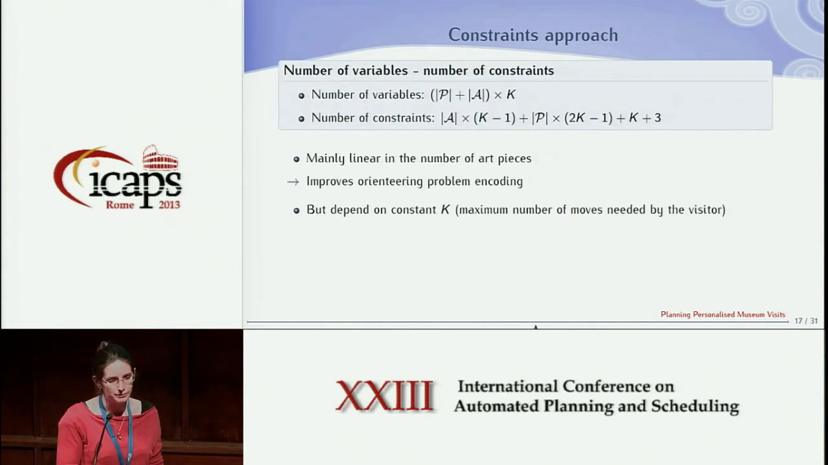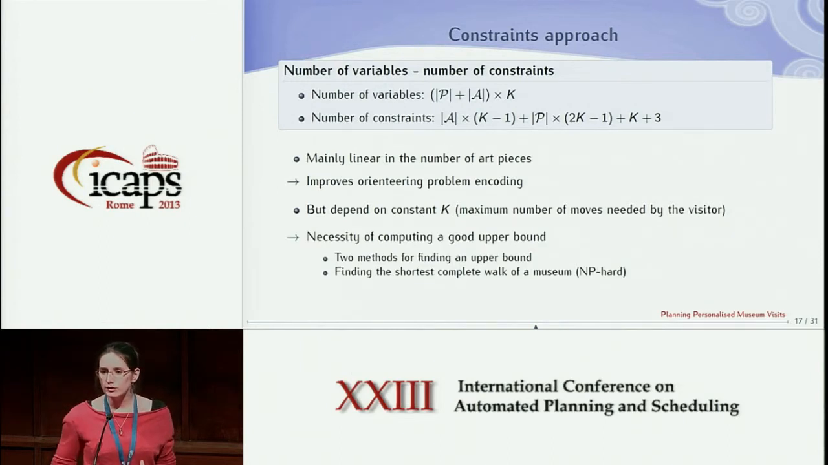So in the constraint approach, the number of variables and the number of constraints are this time mainly linear in the number of artworks, which is an improvement compared to the orienteering problem encoding that I told you about in the introduction. But the number is very dependent on the constant K I told you about, which is the maximum number of moves that the visitor will have to do in his visit.